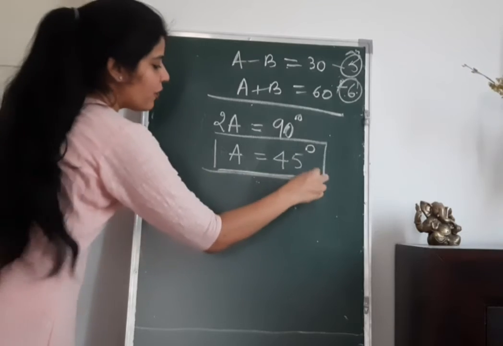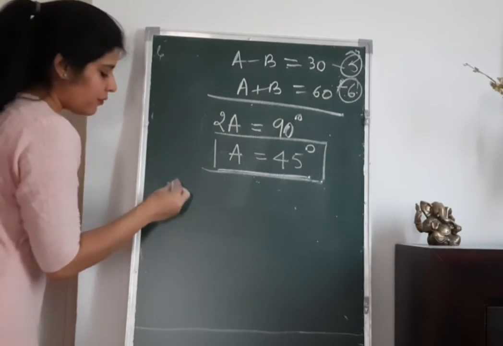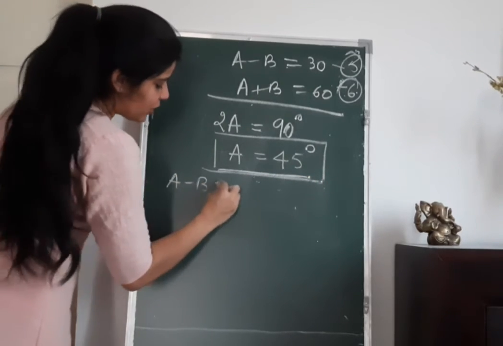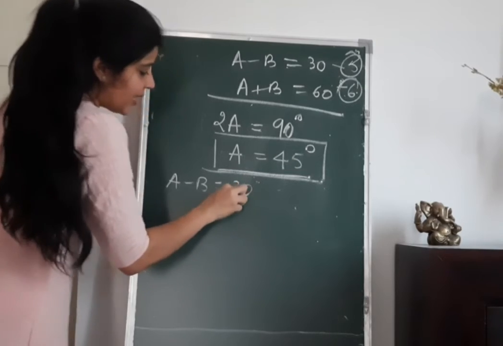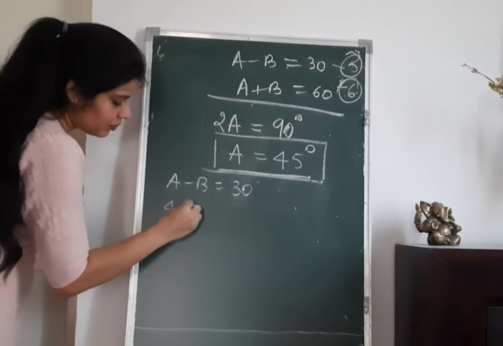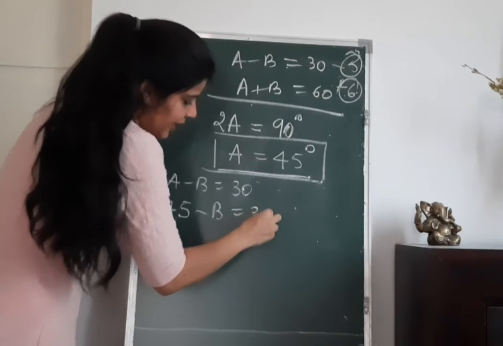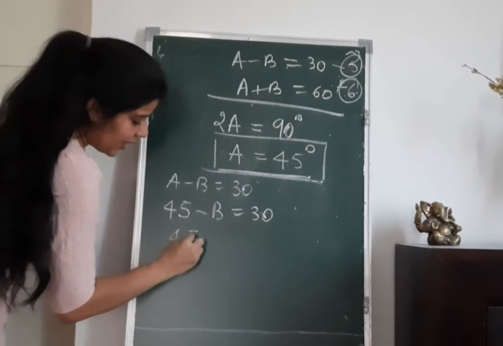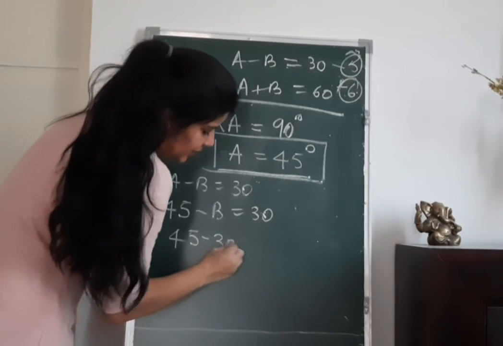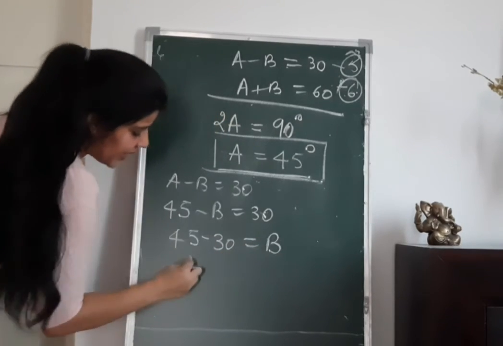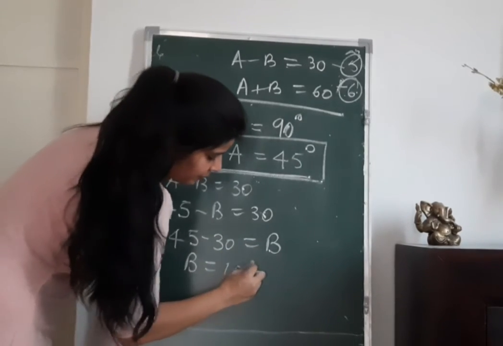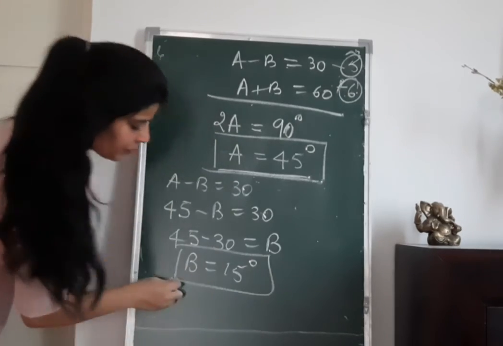Now let us put this in any equation. Let's put the value of A as 45 degree in equation 5. Then A minus B is equal to 30 and A is 45, so 45 minus B is equal to 30. So 45 minus 30 is equal to B. That gives me B as nothing but 15 degrees.